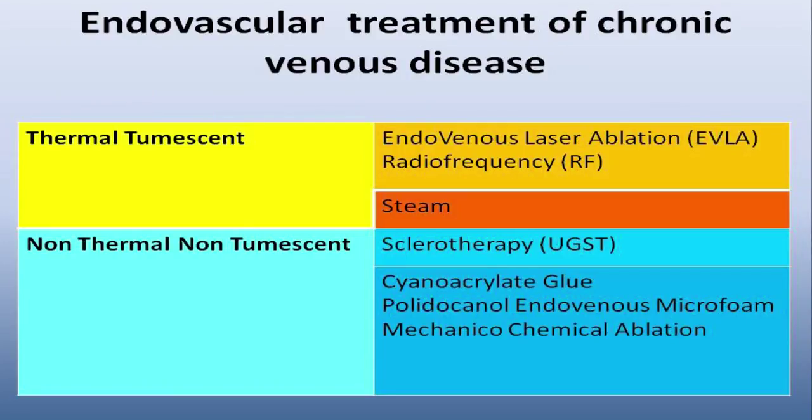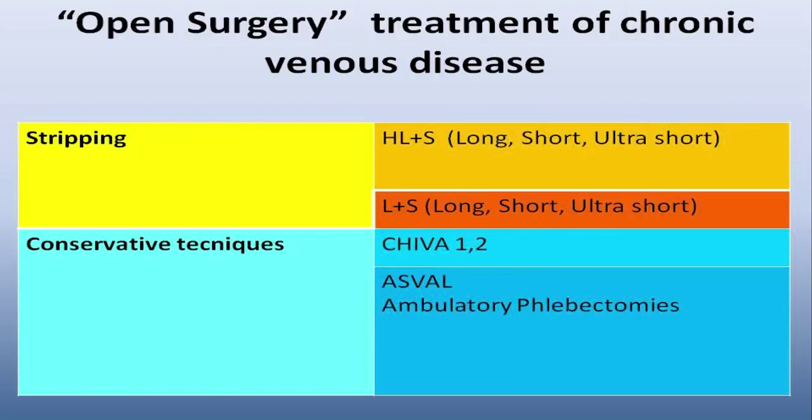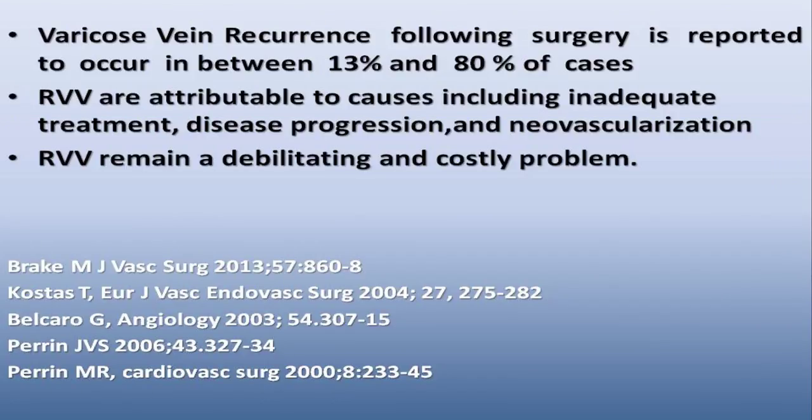So the thermal and vascular techniques, and to mention is RFA, laser, steam, and the non-thermal, what you see downstairs. And the open surgery can still be divided in stripping, but with high ligation, and stripping. And the stripping can be long, short, ultra short. So we have to better analyze our preoperative data. And then we have conservative techniques like SIVA, ASVAL, and ambulatory phlebectomy.